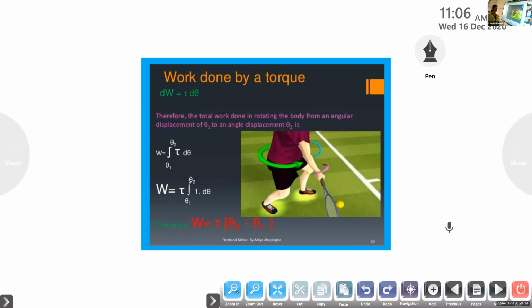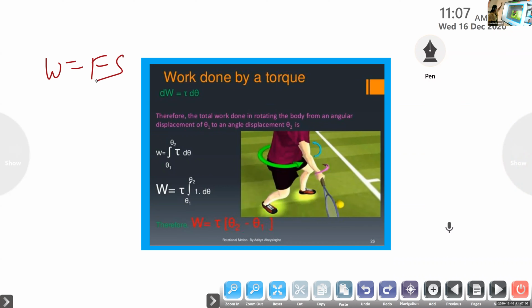Whenever they play tennis, there are a number of times you have to turn and hit the racket. So the body of that tennis player is making a turning effect. That is one simple life situation where we have learned this. In this case, we already know what the work done is in linear motion. Work done is equal to Fs.